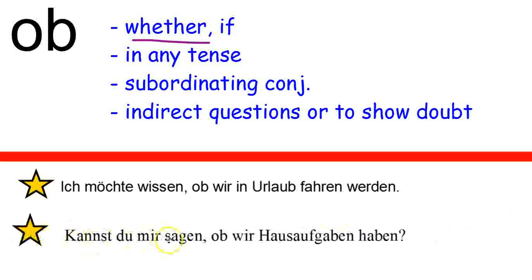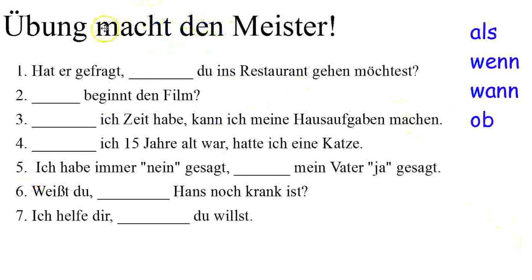Or kannst du mir sagen, ob wir Hausaufgaben haben? Can you tell me whether or not we have homework? So, thinking about als, wenn, and wann, and ob, try your hands at these. Übung macht den Meister. Pause this video, write out these sentences, and fill in these blanks with als, wenn, wann, or ob. Make sure that you underline these words in those sentences, and we can check those later. Danke!